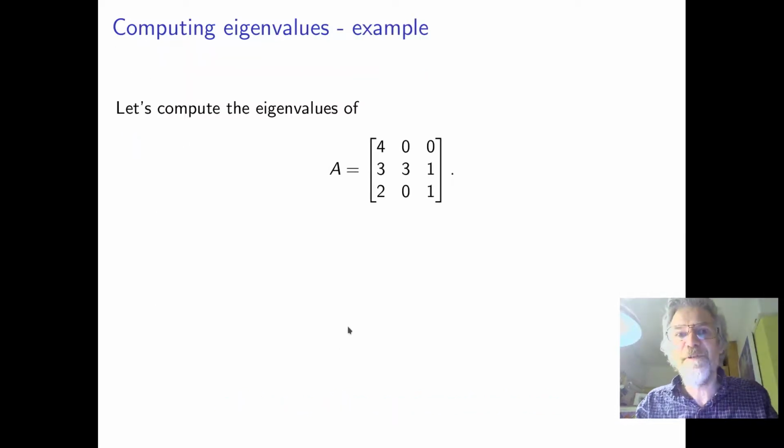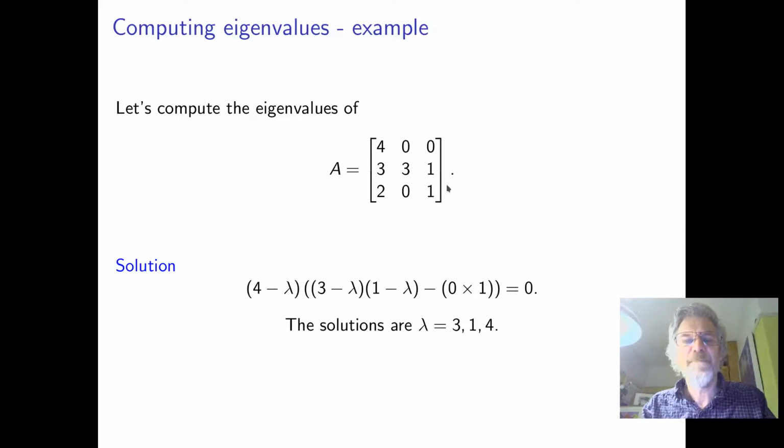So let's compute some eigenvalues. Here's a matrix. Well, it's not quite upper or lower triangular. It's not too bad though. So we don't expect quite the diagonal necessarily. So we work out the determinant of A minus lambda I.